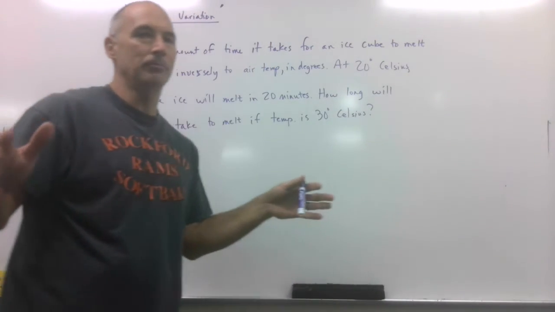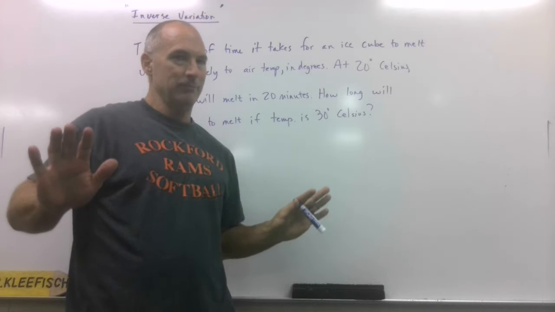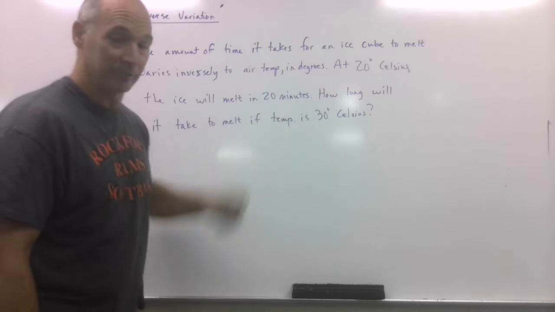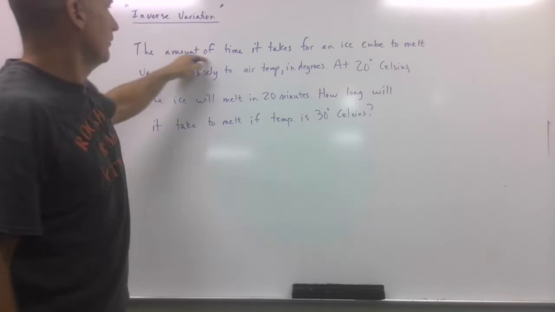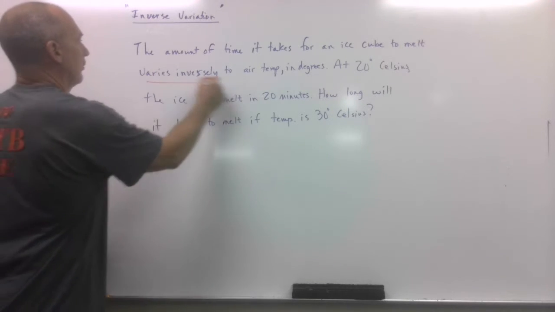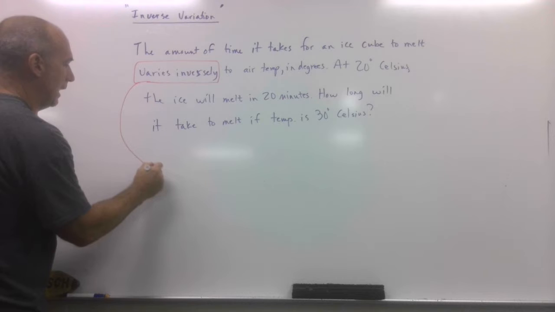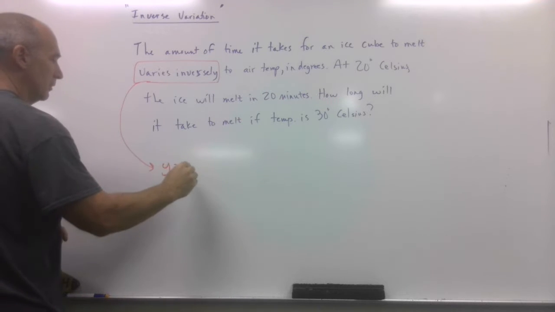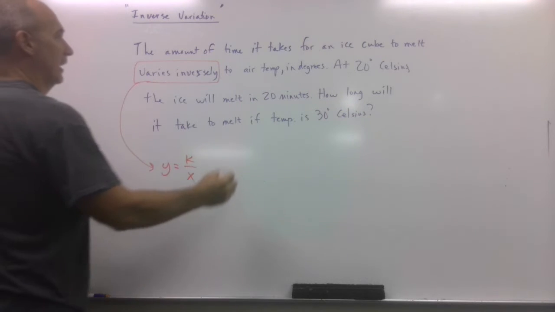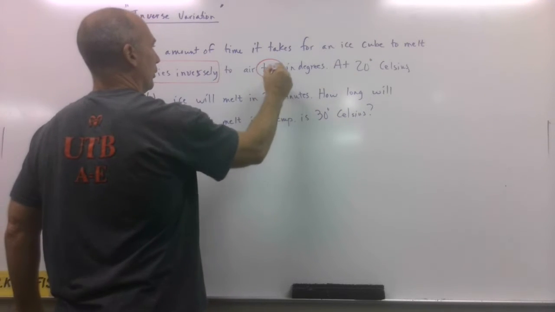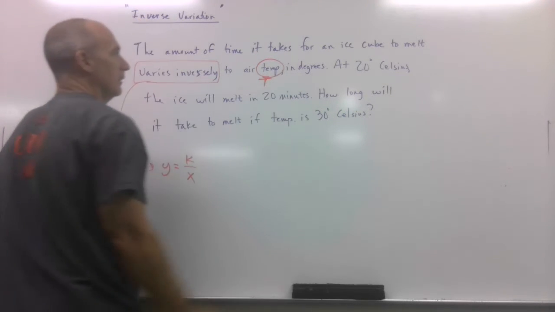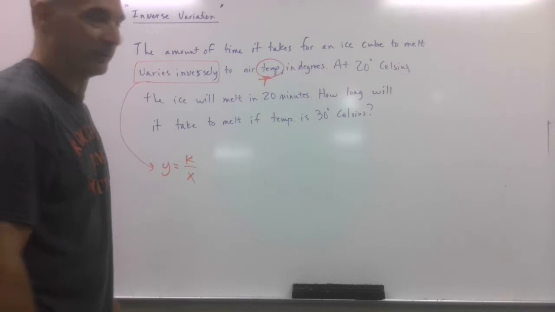So here's a story problem. They let go a little bit, and they want you to know your steps you need to take to solve a problem like this. Now, it says the amount of time it takes for an ice cube to melt varies inversely. There it is. Like, I'm going to use y equals k over x. Now, it says to the air temperature. Notice that starts with the letter T. I'm going to call that big T. I see what's coming, so I'm making a point of this.